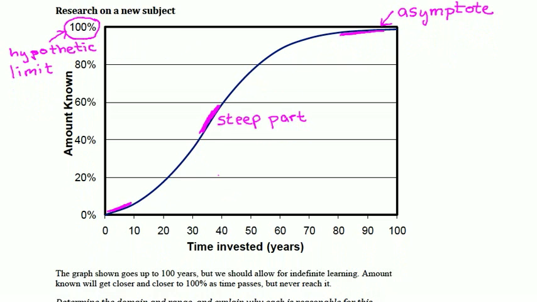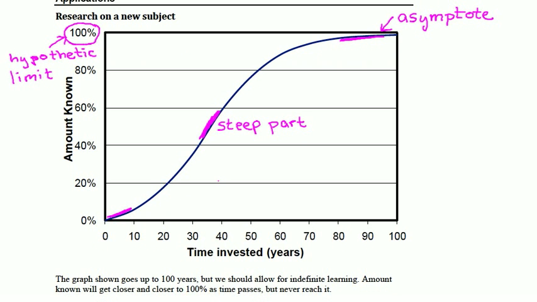All right, so we've got this graph and a few assumptions here. We're saying that the graph shown goes up to 100 years, but we should allow for indefinite learning. So that means the graph doesn't really end here. It really does have kind of an arrow where we're going to continue to approach that 100% but never quite reach it. So it also says amount known will get closer and closer to 100% as time passes but never quite reach it. We're going to use all of these assumptions to help us find the domain and range.